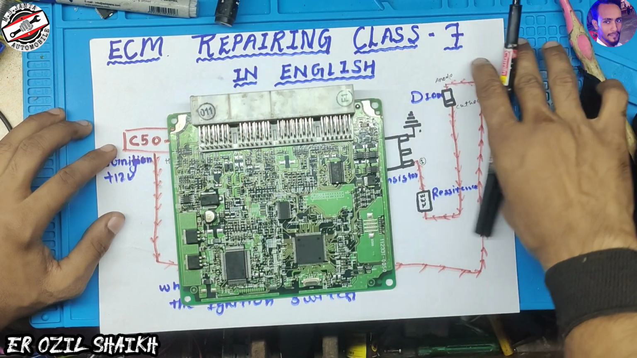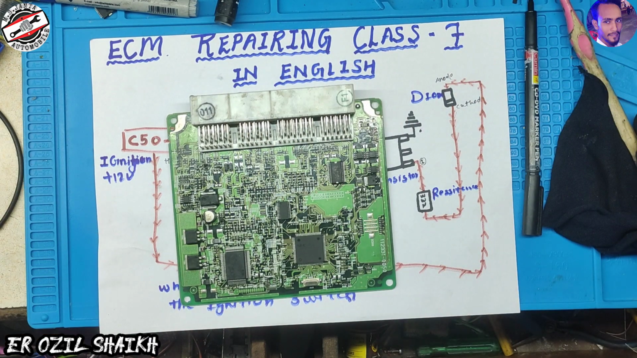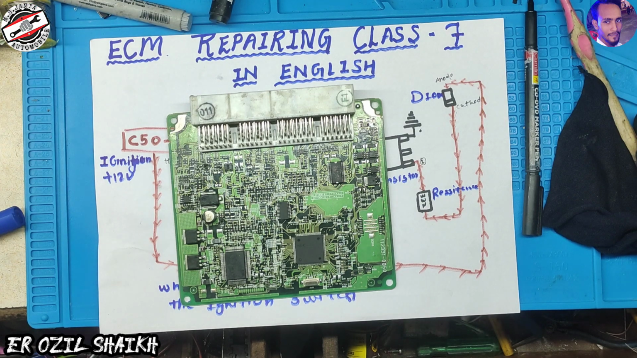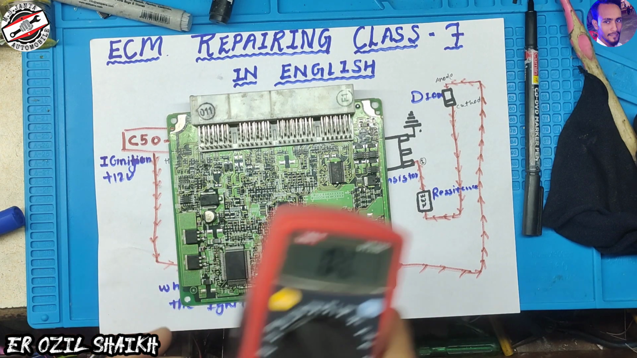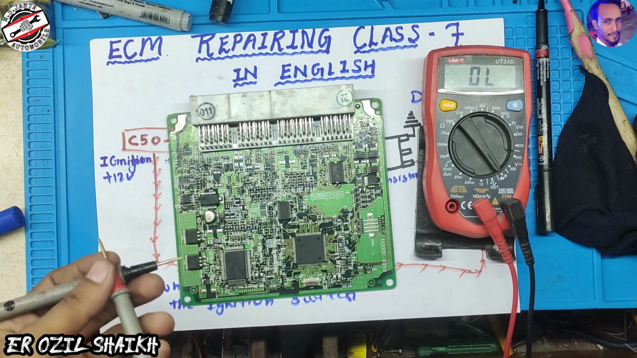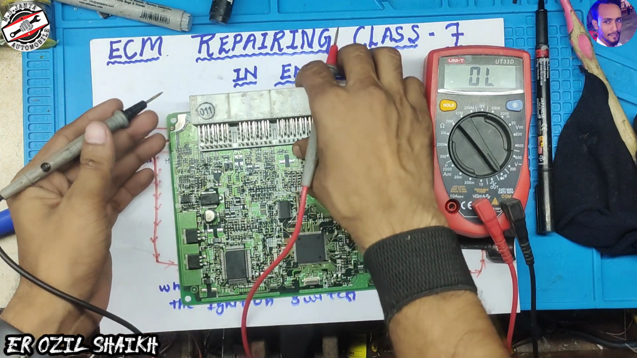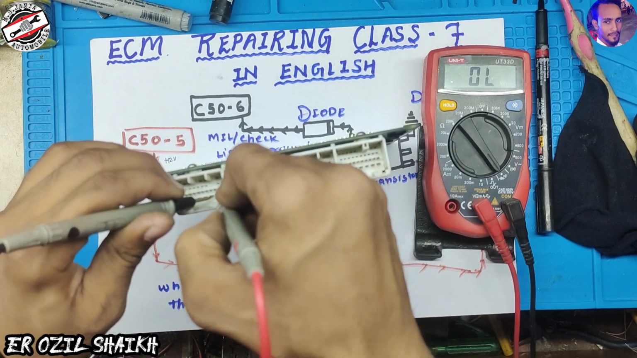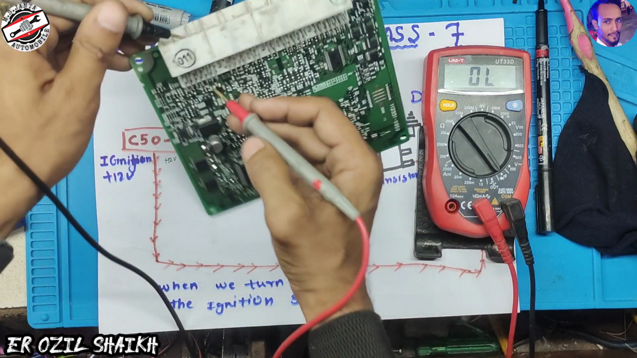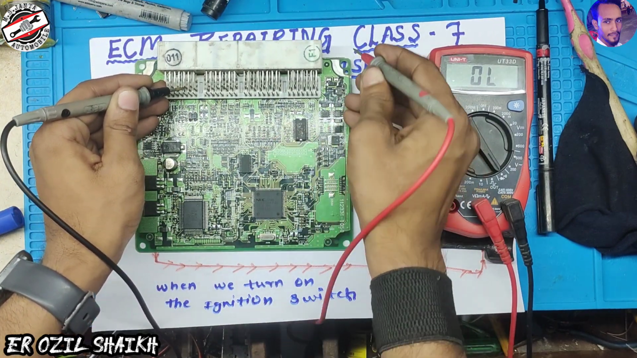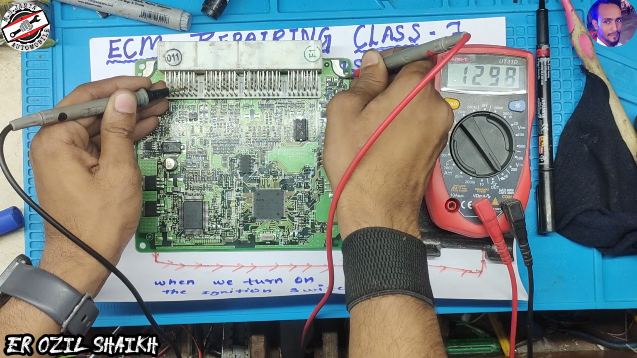So now we will trace out this board. We have the multimeter set to continuity, and our pin numbers 1, 2, 3. Our pin 3 is the ignition. When we turn on the ignition, 12 volts comes here.